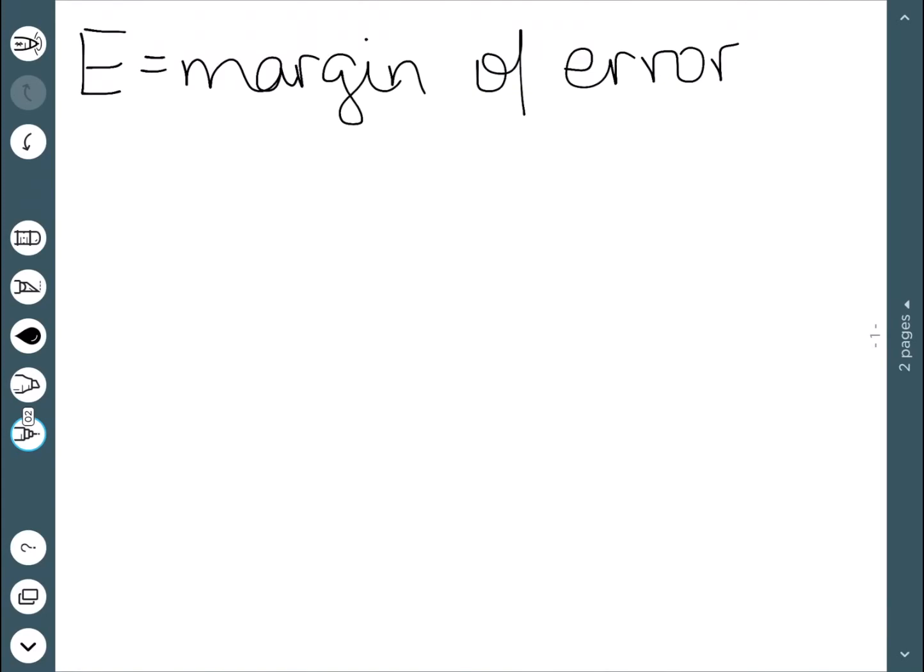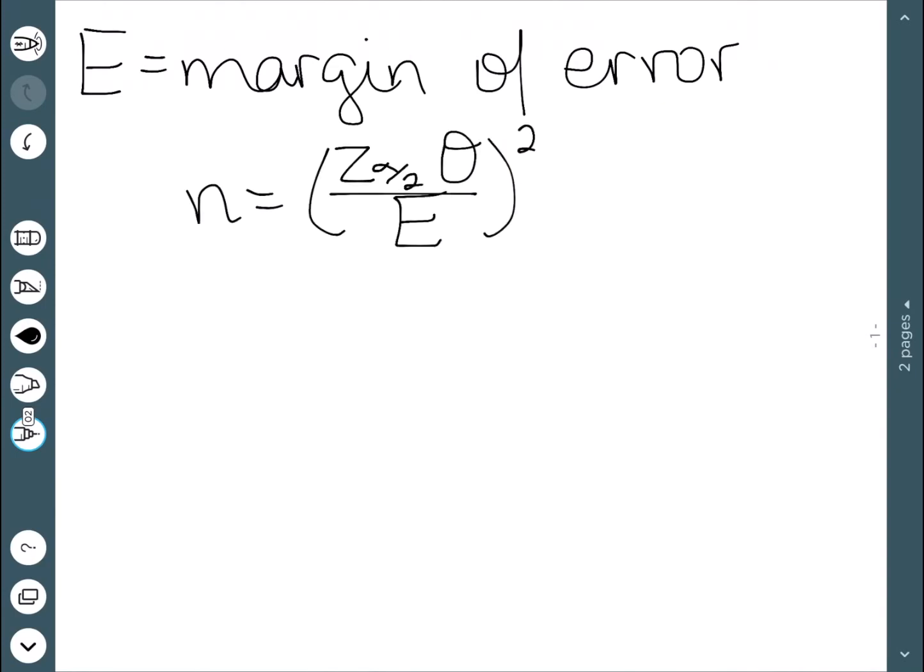So I'm going to let E denote my margin of error, and if I know what this value is, then I have this formula to determine the appropriate sample size. I multiply my Z value times my standard deviation, divide it by E, and then square it. And with these, it's always important to round up. Let's look at an example.